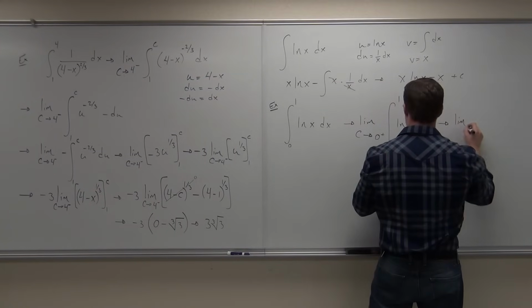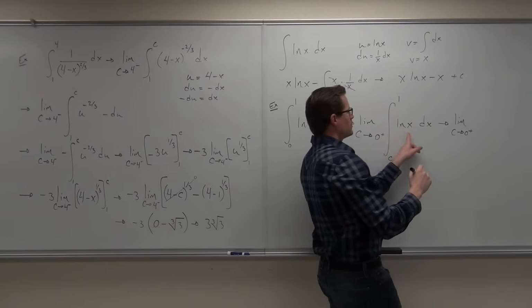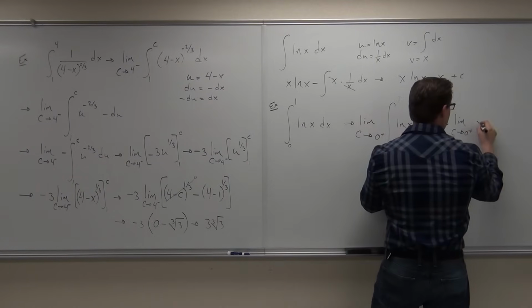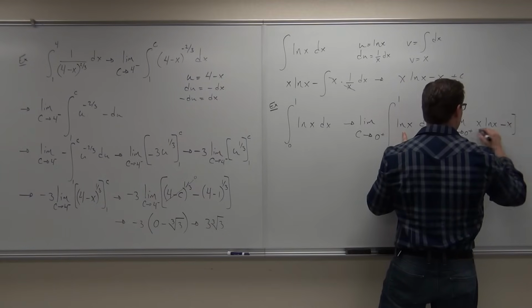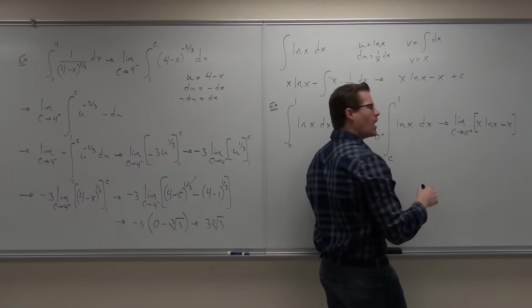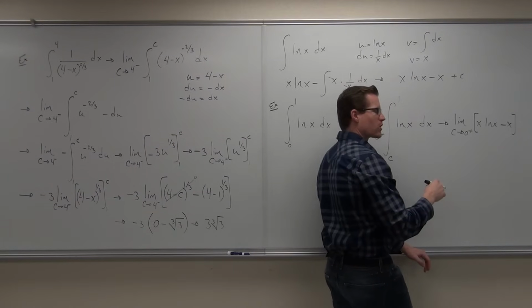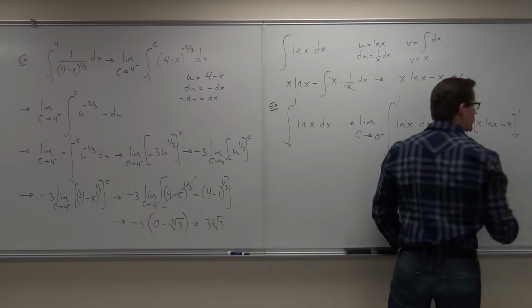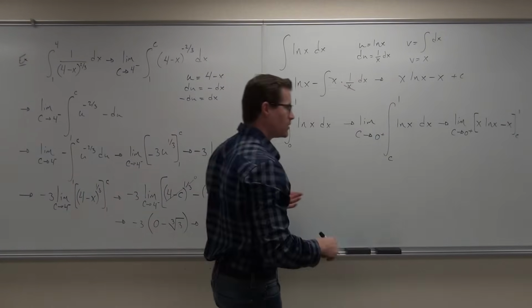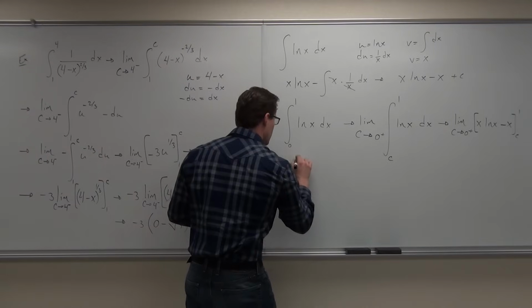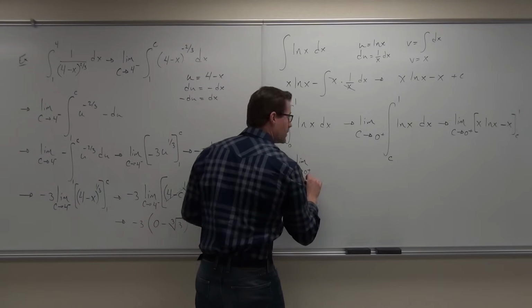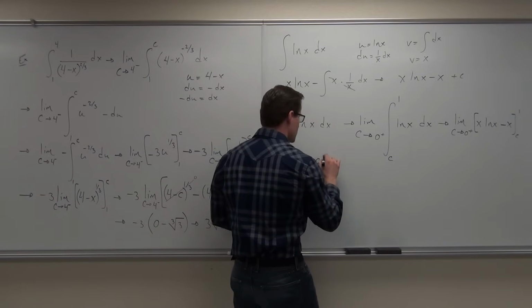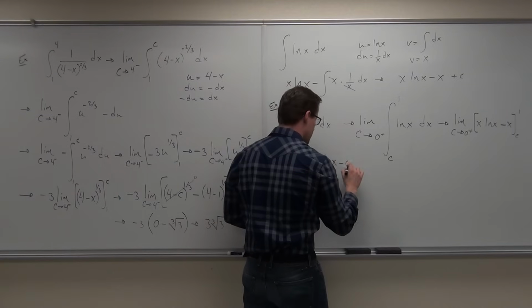You've got a limit. As c approaches 0 from the right, the integral of ln x is x ln x minus x. We do not need the plus C because it's a definite integral. Where are my bounds of integration? From where to where? c to 1. Which one do I plug in first? 1. Very good. So this will be a limit as c approaches 0 from the right of c ln c minus c.